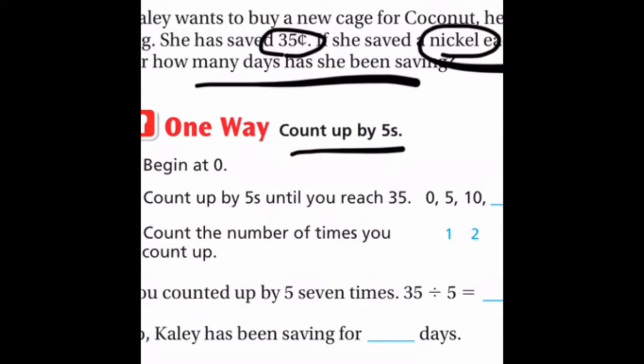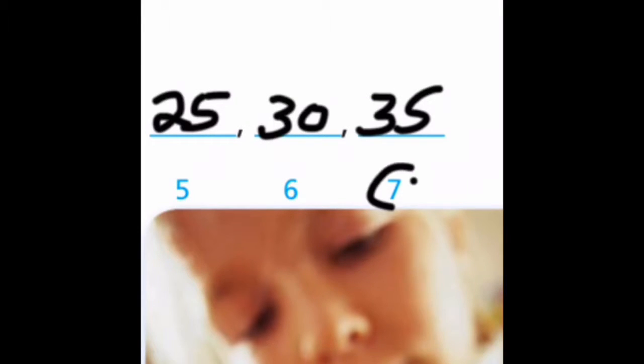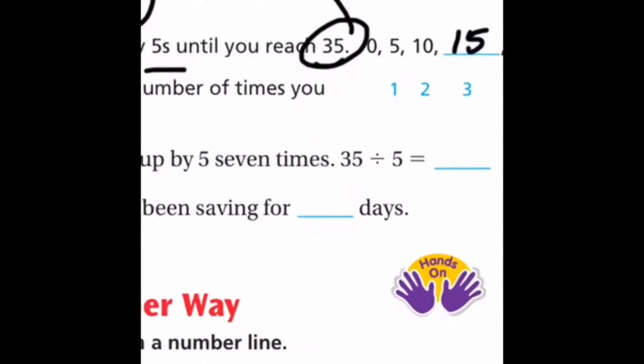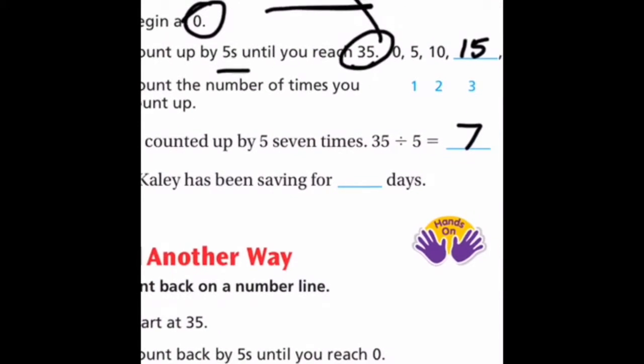So one way is to count up by fives. We begin at 0 as always. We count up by fives until we reach 35 because that's the amount of money we're looking at. 0, 5, 10, 15, 20, 25, 30, and I stop at 35. And all these numbers down here mean that's how many times I counted. I counted 7 times. So since I counted 7 times, 35 divided by 5 equals 7. That means she's been saving for 7 days.